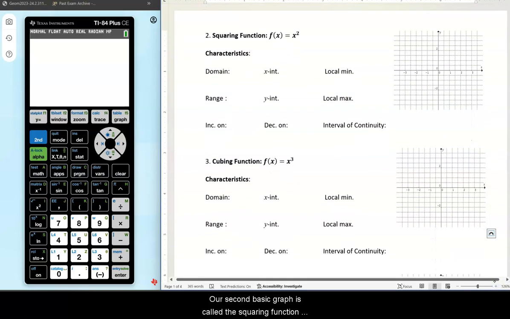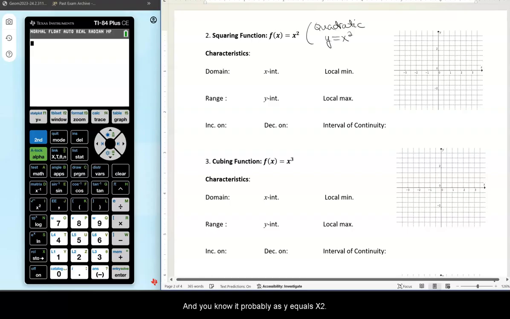Our second basic graph is called the squaring function, also known as a quadratic. And you know it probably as y equals x squared. This graph looks like this. It starts at the origin, and then for every x value, you square it. So 0 squared is 0, 1 squared is 1.